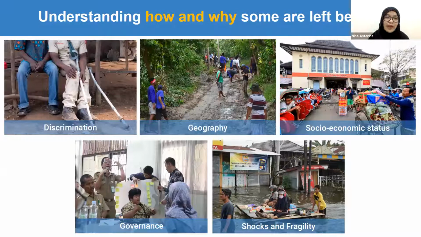So first, we have to understand how and why some are left behind. In inclusive development, we should consider at least 5 aspects. The first one is discrimination or exclusion. In this case, some people face discrimination regarding their identity, including but not limited to gender, ethnicity, age.